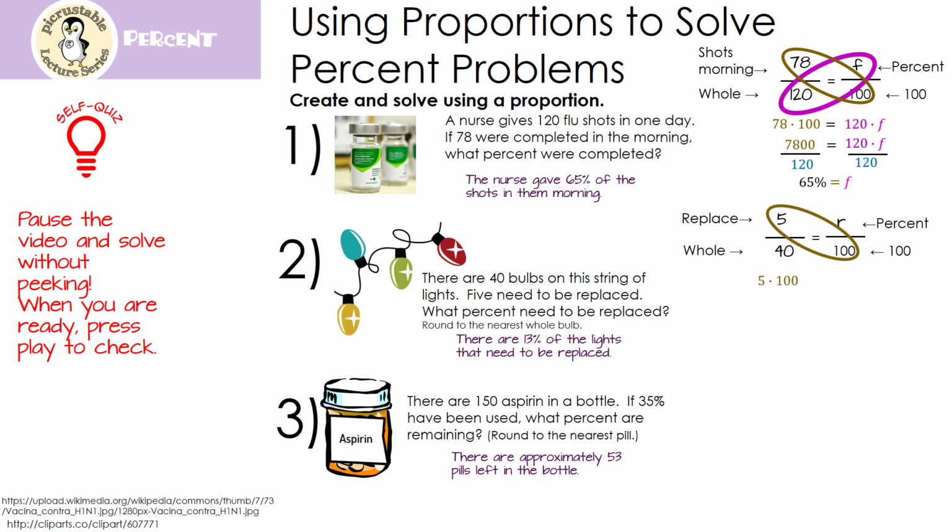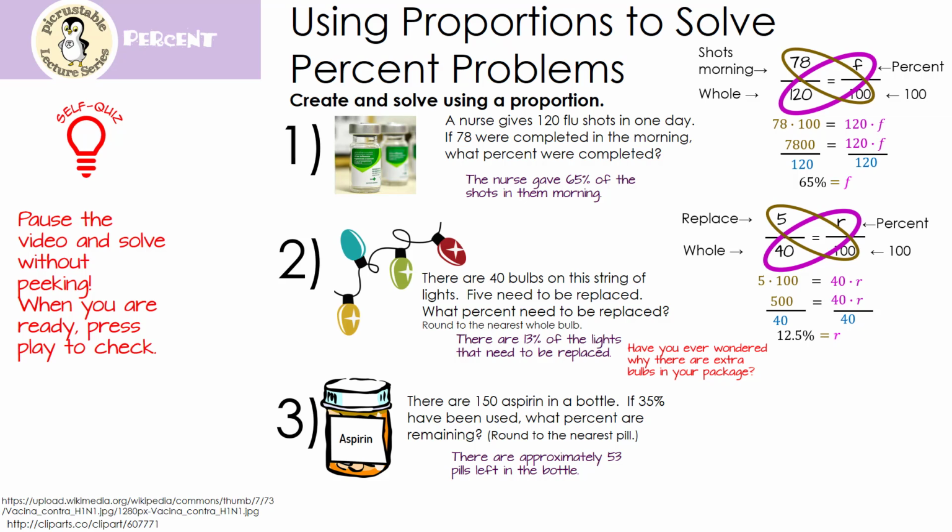We're going to cross multiply. We need to get R by itself, so hopefully you divide it by 40. And that turns out to be 12.5%. But remember, we're rounding to the nearest whole bulb. That's why the answer is 13%. There are 13% of the lights that need to be replaced.